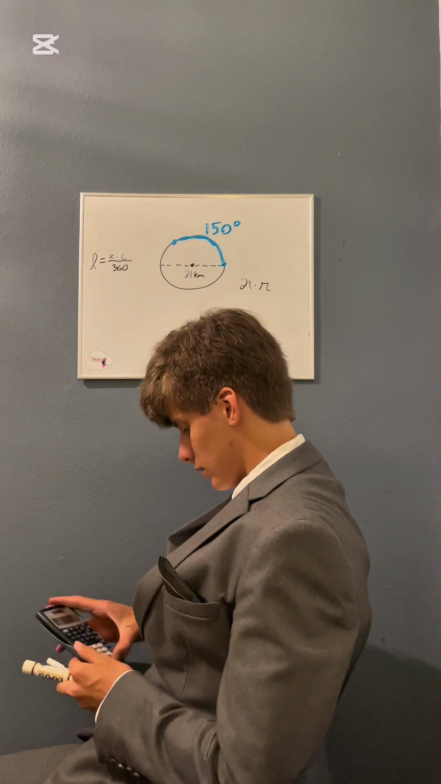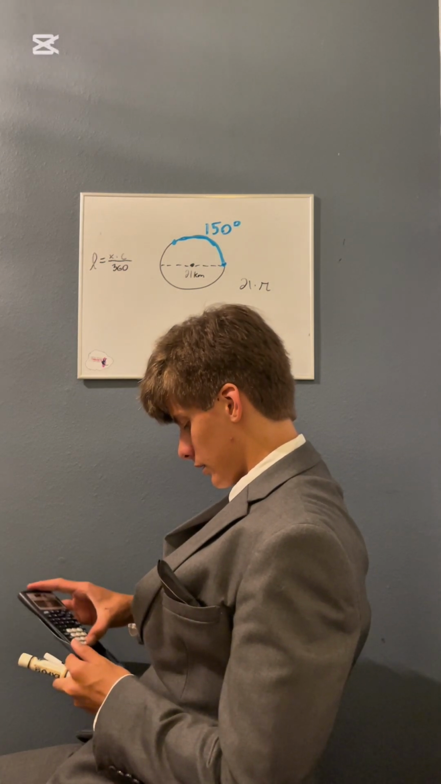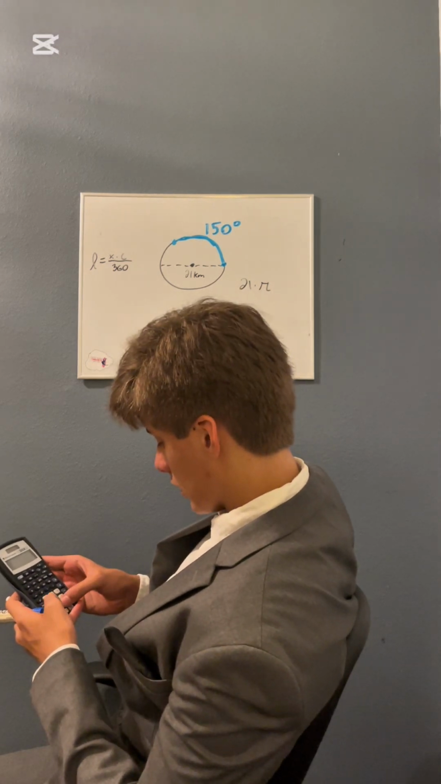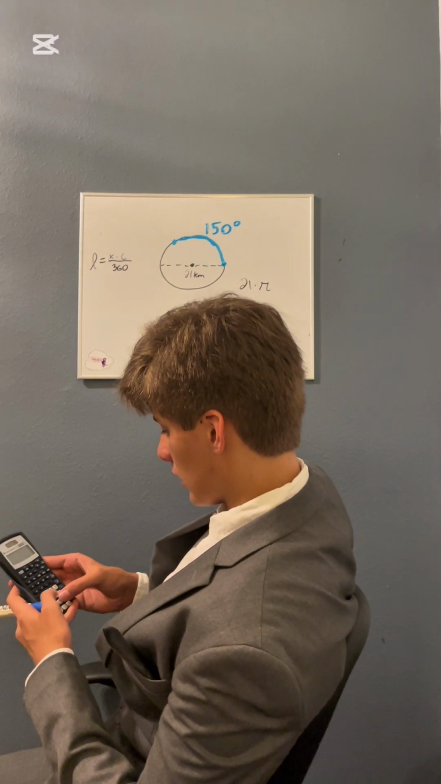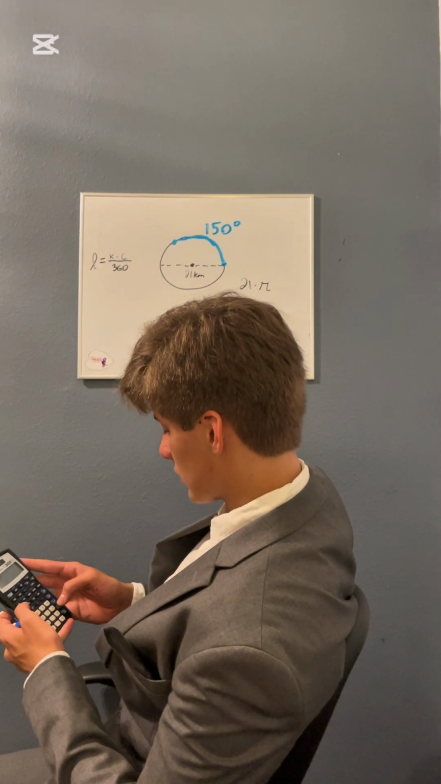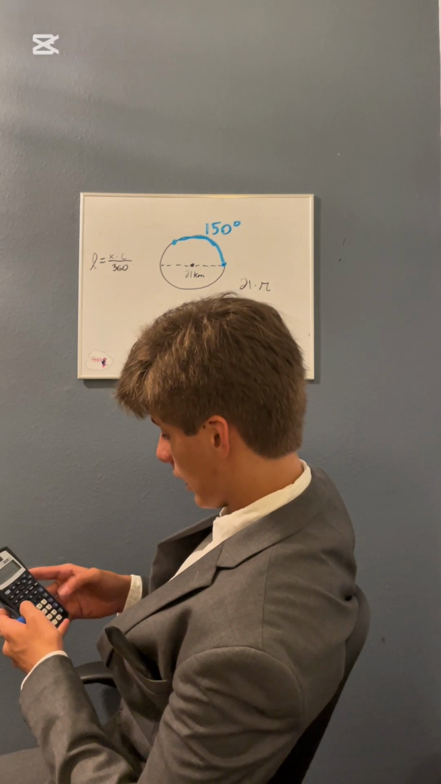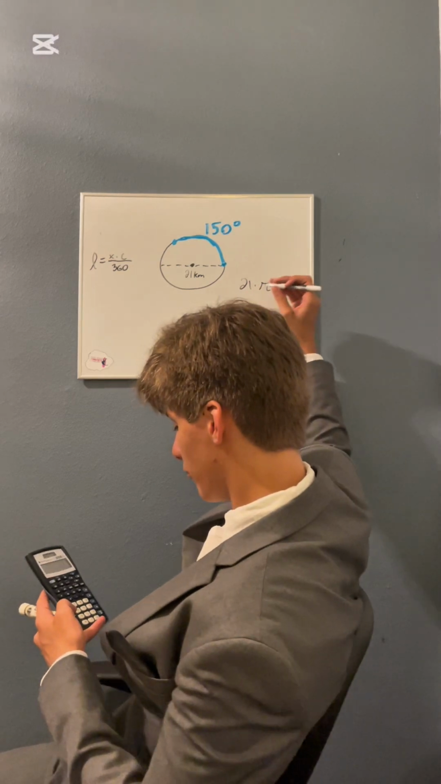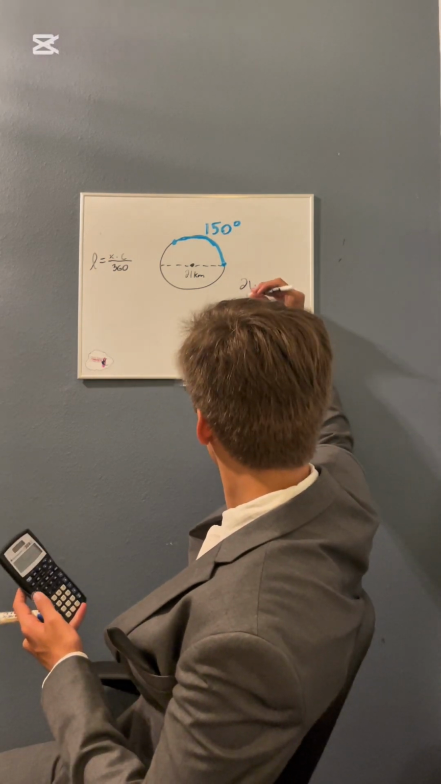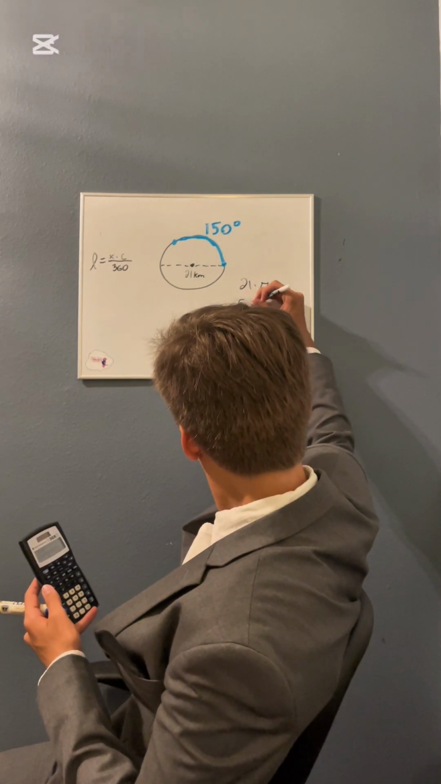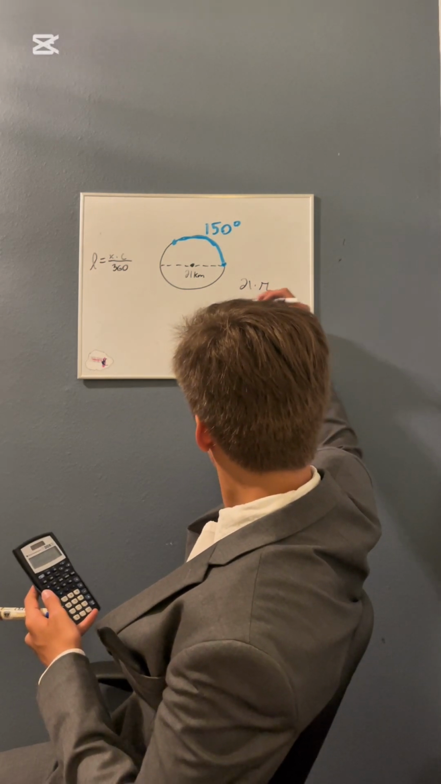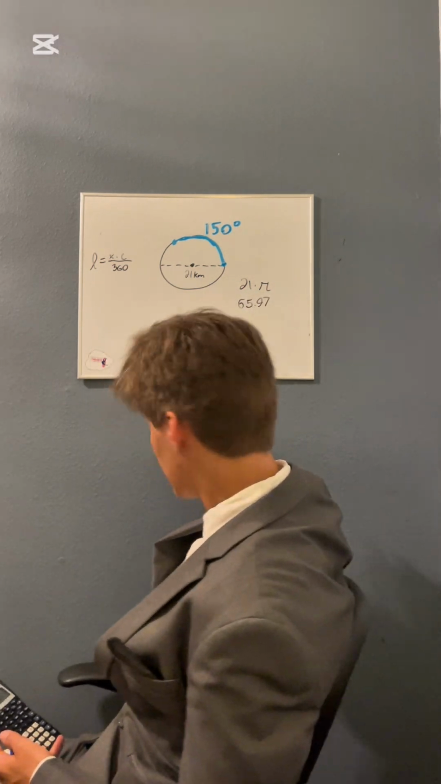Okay, let's see. It's sliding all around here. Okay, there we go. Oh, shoot, it's off. 21 times pi. And you should get, by the way, I'm using pi, not 3.14. I've said it a million times, but if you don't listen, you're not going far, I'll tell you that. You should get 65.97.